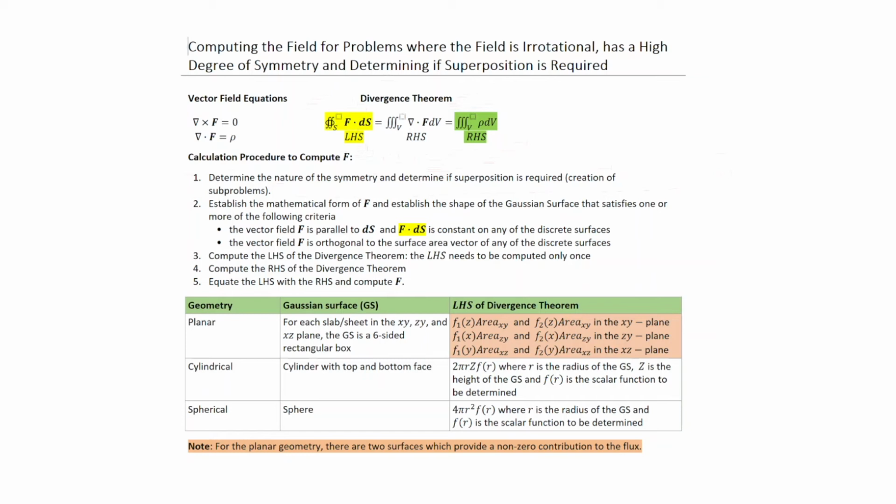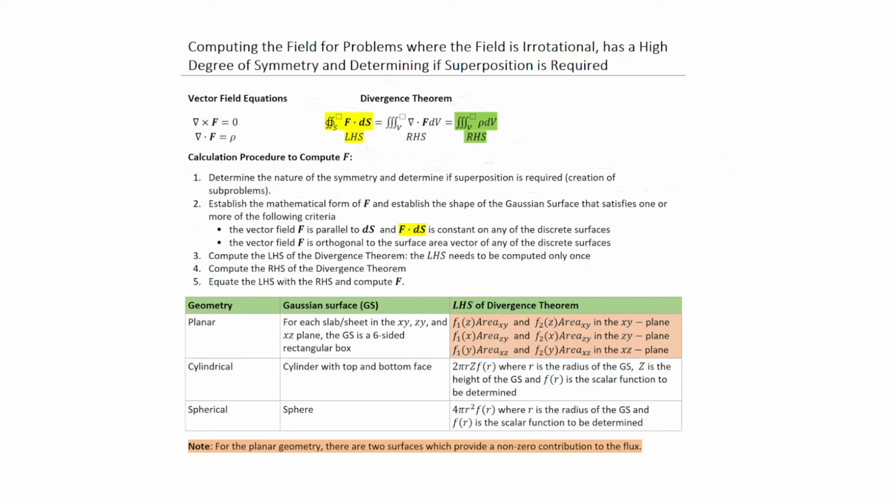So having done that, we have our Gaussian surface. Now we compute the left-hand side of the divergence theorem, and you only need to do it once. That's the nice thing about that. And again, just mention, if you memorize the left-hand side, just mention how you would have gotten it in a very brief statement, so that we understand that you know what the left-hand side actually represents. Fourth thing is to compute the right-hand side of the divergence theorem, and then you equate the left-hand side with the right-hand side, and then eventually you compute F. In other words, the vector field.